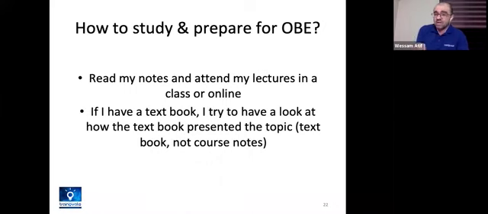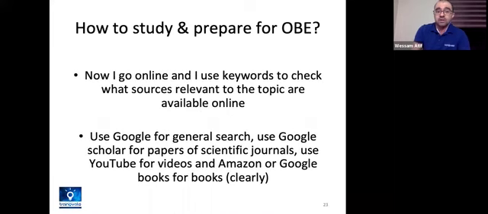Now I'm talking about a textbook. A textbook is a reference, not the course notes. It's a bigger book than the course notes, okay? So first, you read your notes, you attend the lectures, and then you read your notes again, and then you check if you have a textbook, if it presented the topic in a different way. This is phase 1, right?